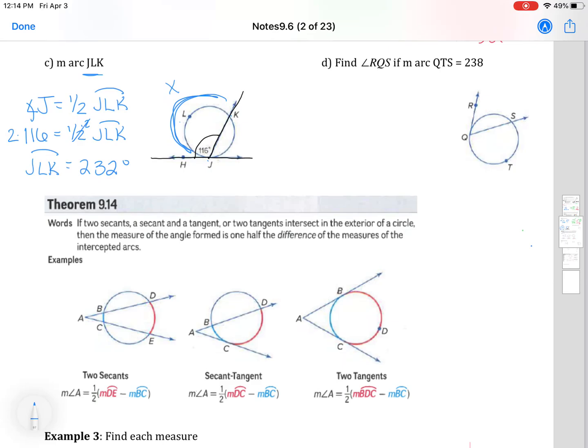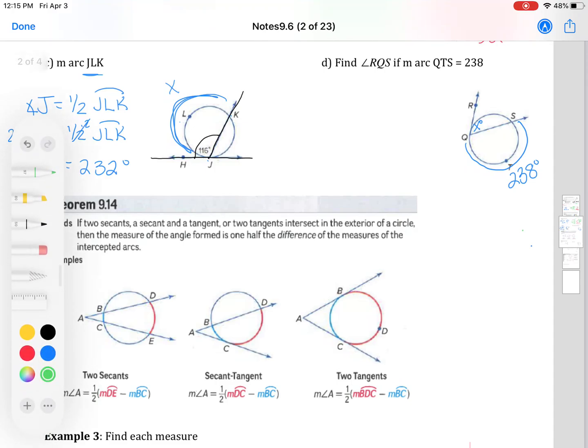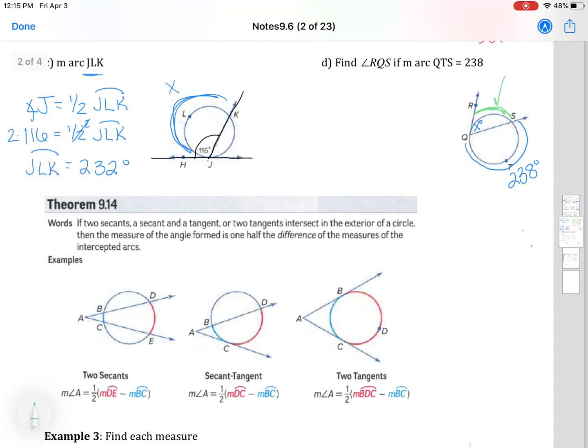All right, last one for this set of examples. So nothing's filled in, so we have to fill it in. So it says find angle RQS. So that's our X right here. But arc QTS is 238. Well, the first thing you ask yourself is, from what we have to find, which is that angle, does that arc help us? And the answer is no, because that arc is on the outside of that angle. So we have to figure out what the arc is that's inside.